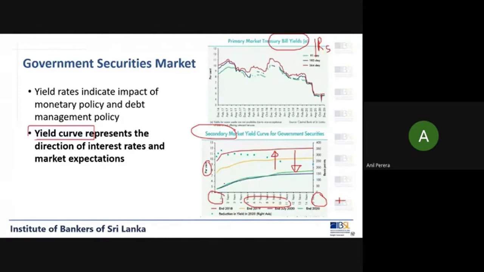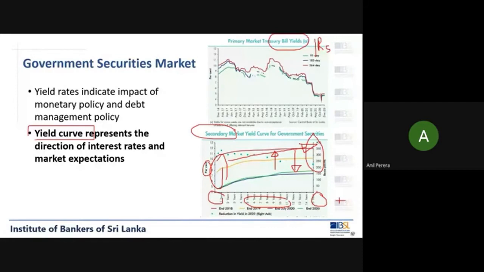Typically in a yield curve, short-term rates are low, long-term rates are high. So which means there is a natural upward sloping yield curve. That is the most typical yield curve. So even in Sri Lanka, most of the time we can observe this upward sloping yield curve.